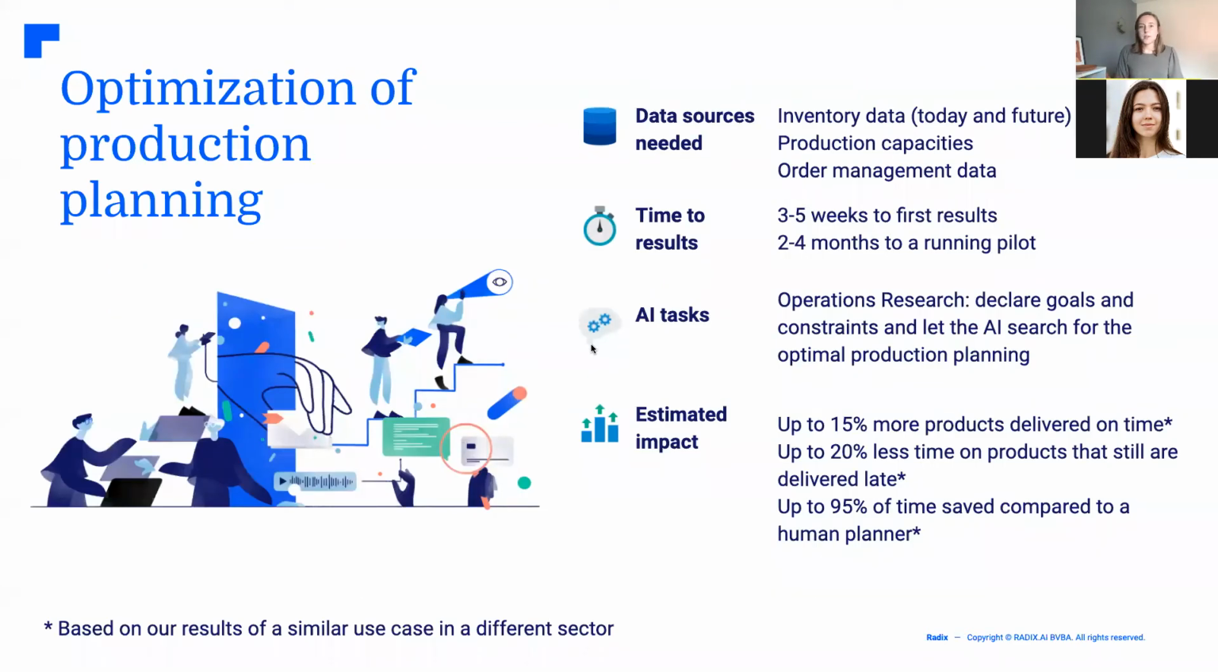So then, as promised, our last solution deep dive will look at the optimization of production planning. And as I said, to do this, we would use a technique called operations research. So we would start with inventory data, the production capacities, and order management data. So these three data sources would be used for that.